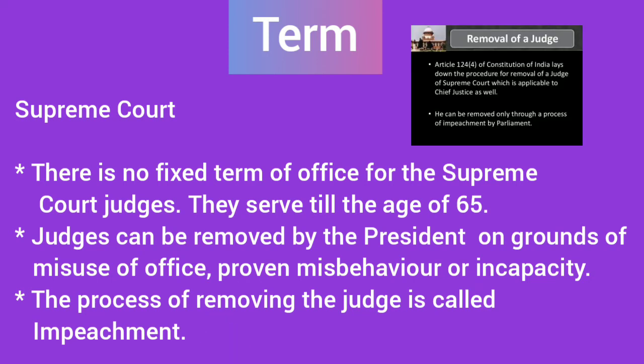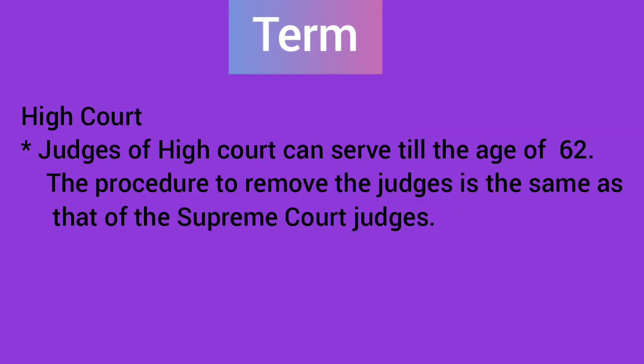The process involves a motion which contains the charges against the judge. Beta, this motion must be passed by a 2/3 majority of the members present and voting in both the houses of parliament. While in High Court, the judges can serve till the age of 62 and the procedure to remove the judge is the same as that of Supreme Court judges.